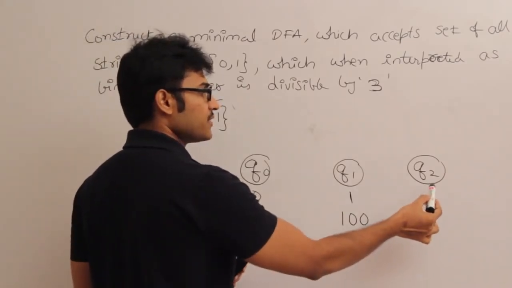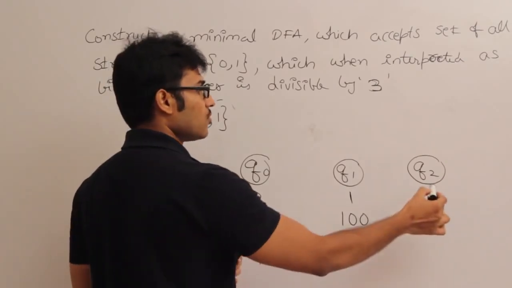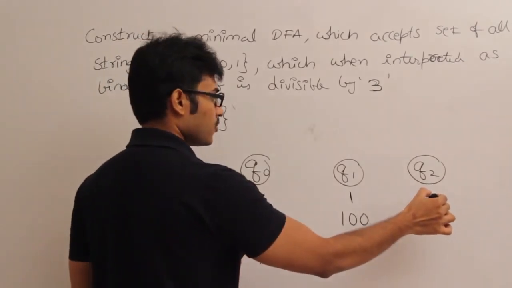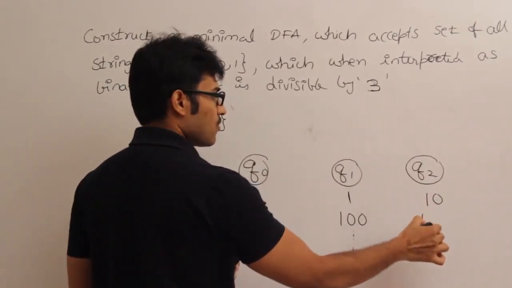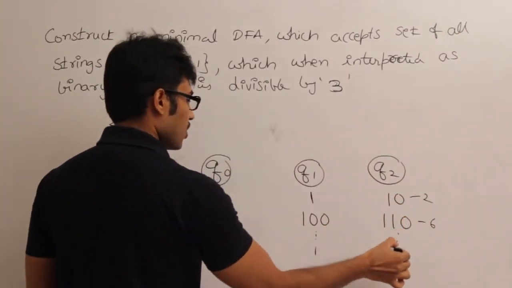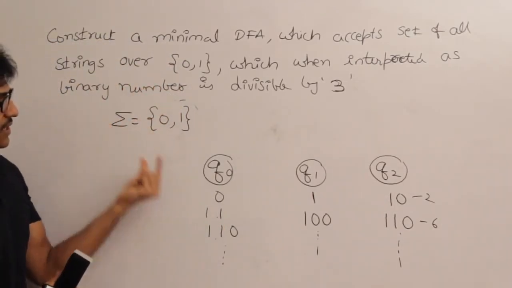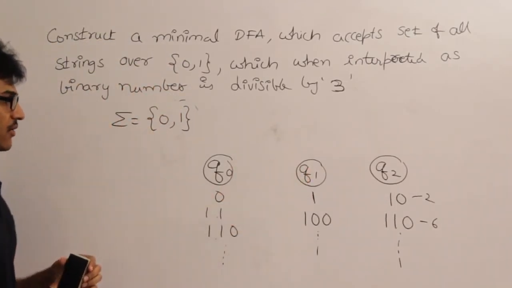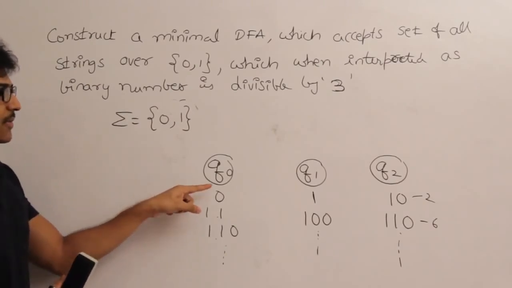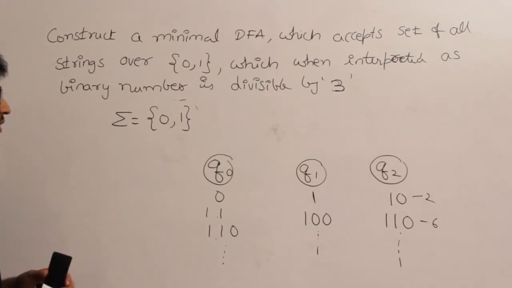Now the set of all strings which generate a remainder of 2. So what are the strings which generate a remainder of 2? 10, 101, 1000, which is 2, it is 5, it is 8, and so on, right? So I can take any string from this language and place it somewhere. Finally we have to accept the set of all strings which are divisible by 3, which means which generate a remainder of 0 when I divide it by 3.